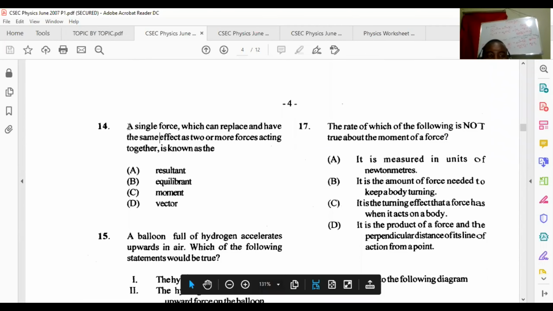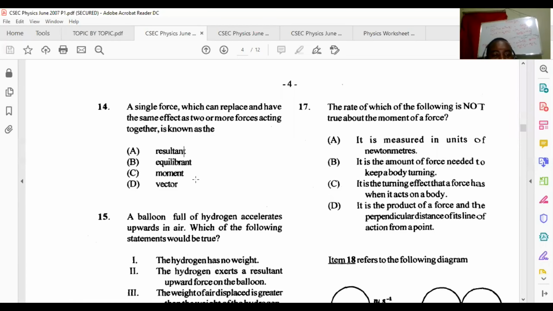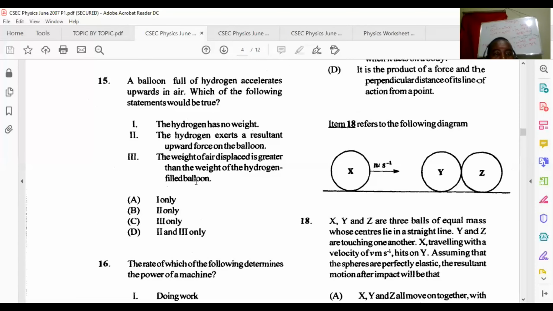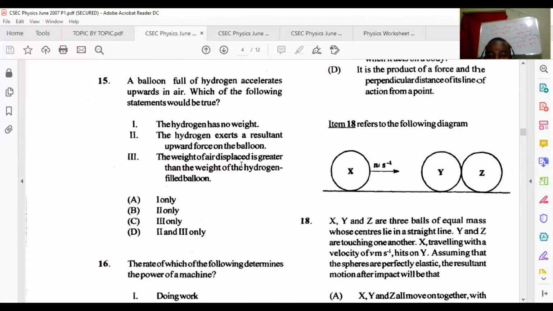All right, 14. A single force which can replace and have the same effect as two or more forces acting together is known as? Equivalent? D? No, not B. Moment? No. Resultant. Oh, resultant. All right, remember we said that the resultant force is the action of two or more forces. So it's the resultant.